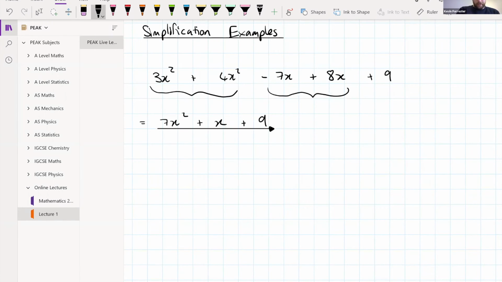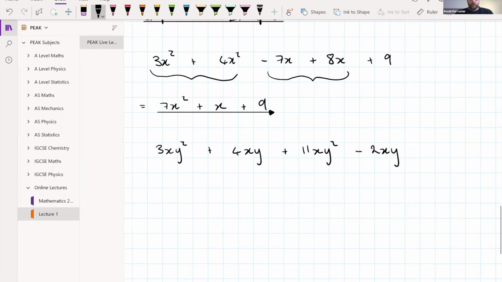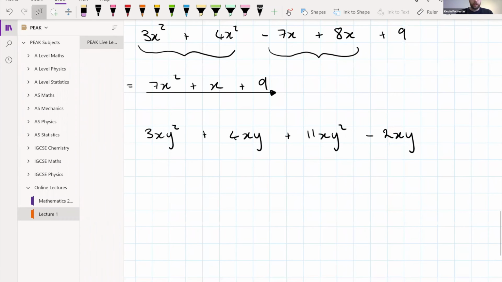So we've got 3xy squared plus 4xy plus 11xy squared minus 2xy. So this one looks pretty complicated because we have x's and y's and y squareds, but again, super simple in the sense that all we need to do is look at what is common.